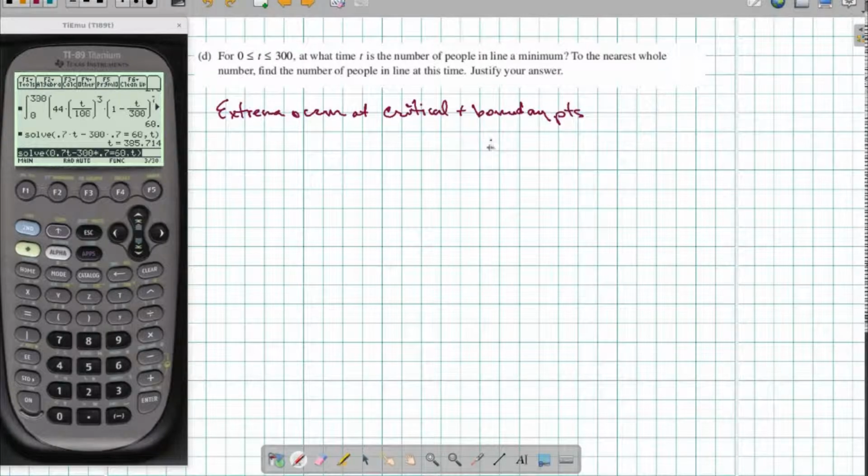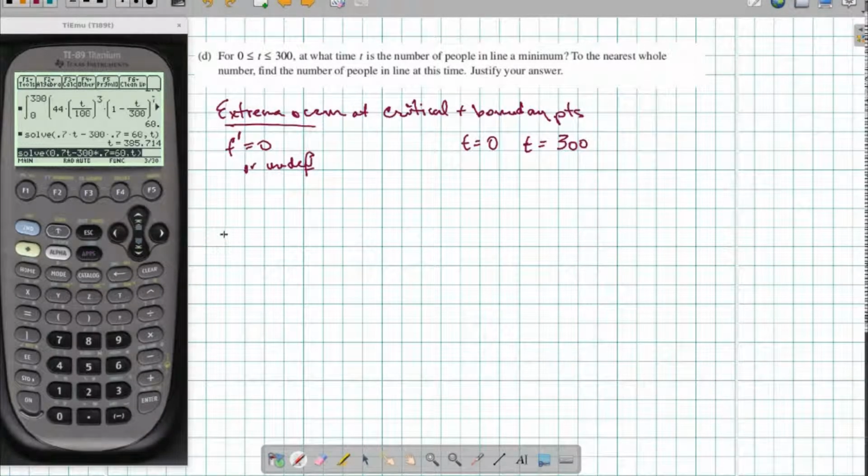And I know that my boundary points are going to be at 0 and at 300, so these are values that I'm going to have to determine. But then I also need to know extrema. And extrema occur when the derivative is equal to 0 or undefined.